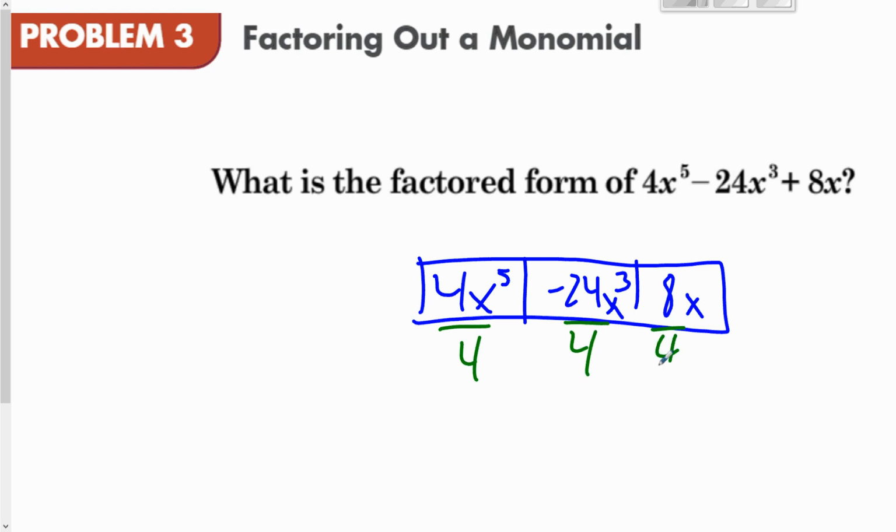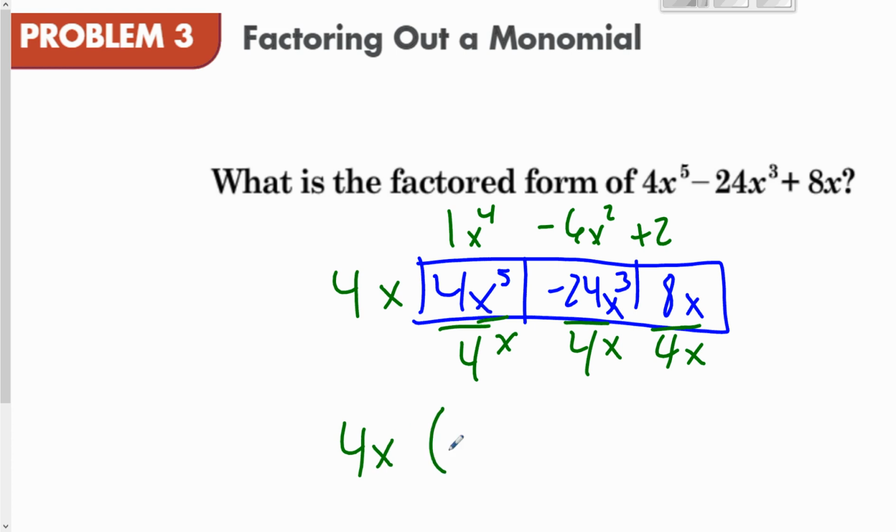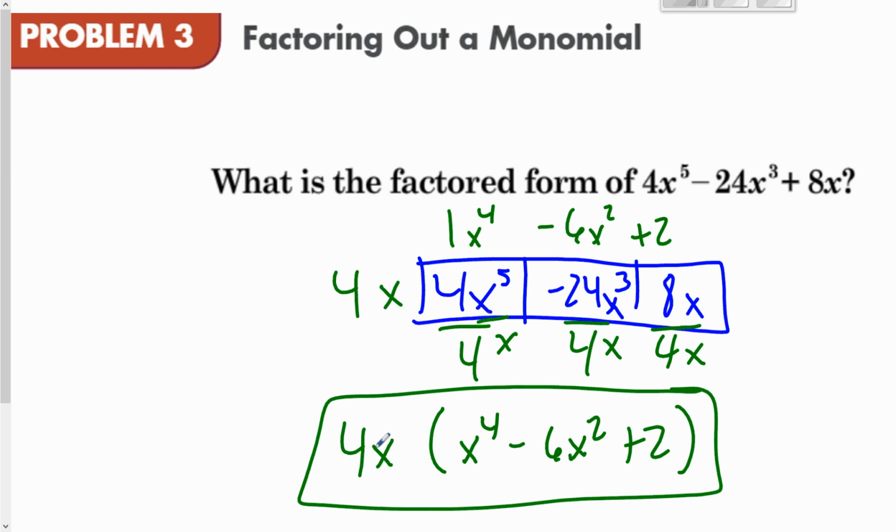4, so you can pull out a 4, I get left with 1, negative 6, positive 2. Then I can also take out an x. So I pull out an x, I get x to the 4th, I get x squared, and no x's. So then write it in factored form, 4x times x to the 4th minus 6x squared. If you want to leave that 1 in front of the x to the 4th, that's fine. So that is factored form, because I have my factors.